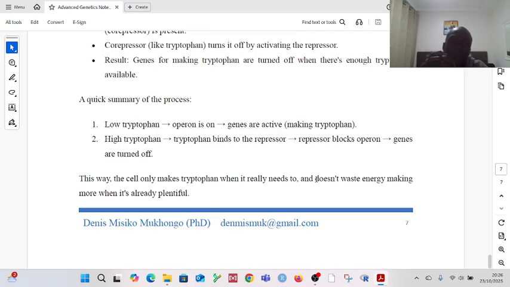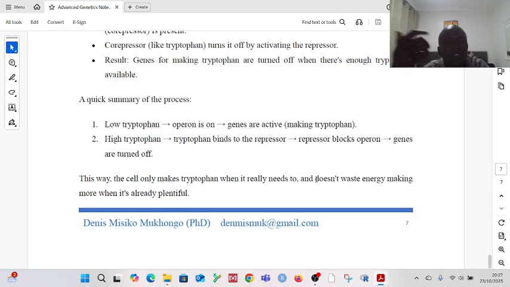So in this way, the cell is able to make tryptophan only when it really needs to. Okay? So when there is already plenty of tryptophan, the cell does not need to waste energy making more of it, because it is already available. So there is no need to make more. Okay? So that is how prokaryotes, bacteria, regulate their genes.